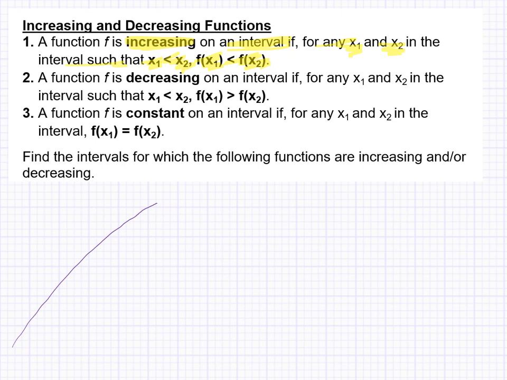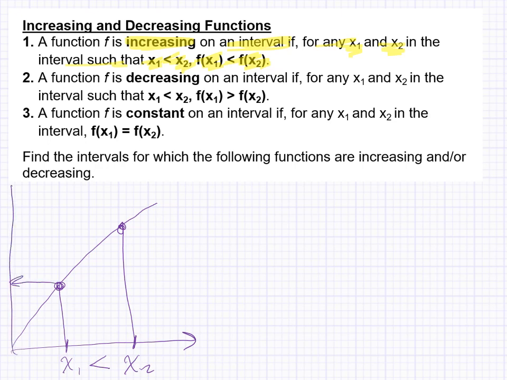Because think about it, here's an x-axis. Here's one x value, let's call that x1. Here's another x value, let's call that x2. In this case, since x1 is to the left, x1 is less than x2. Now let's look at the corresponding points that these x values relate to on this function. Well, these points would then have corresponding f values. So this would be f of x1, and this would be f of x2.